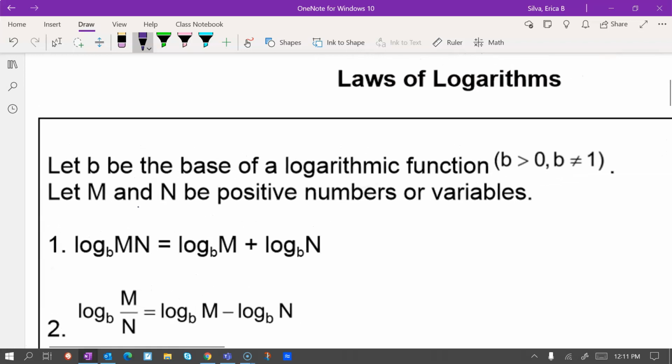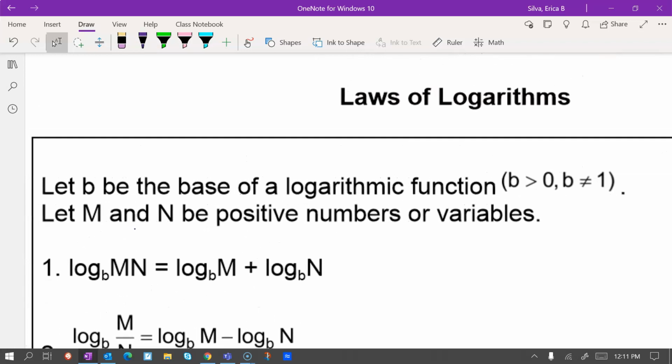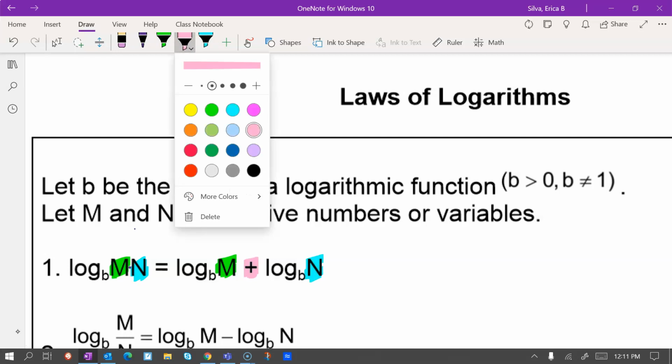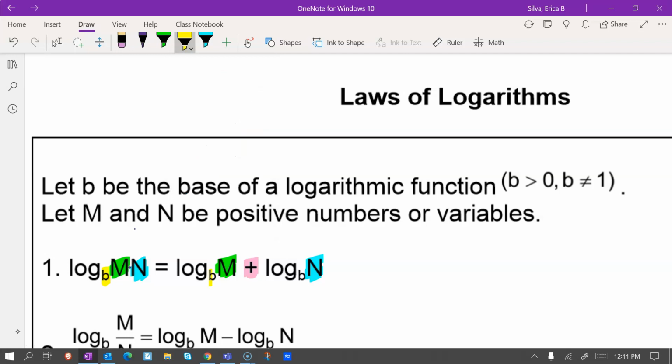For our first law, we have log base b of m times n. So we're multiplying that m and the n. And the way we expand it is that we separate the m and the n, and then we add those logs together. So this m has its own log, and this n has its own log. Notice how the bases are exactly the same. Now, the only rule that we have for bases is that our base has to be greater than 0, but not equal to 1.